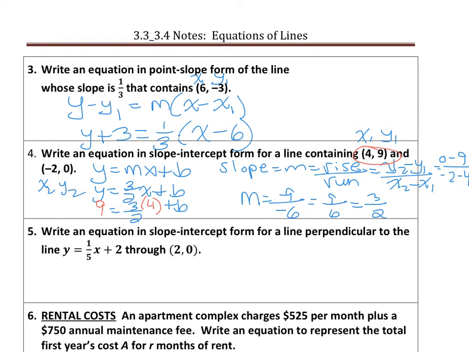So I have 9 equals, well, 4 divided by 2 is 2, and 2 times 3 here is 6. Hopefully you can see that b equals 3. I'm skipping some steps just because I'm running out of room.